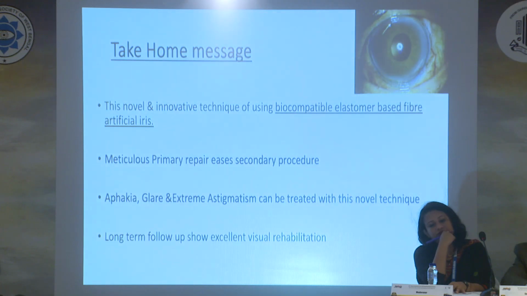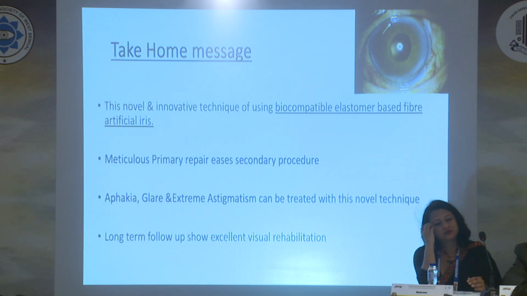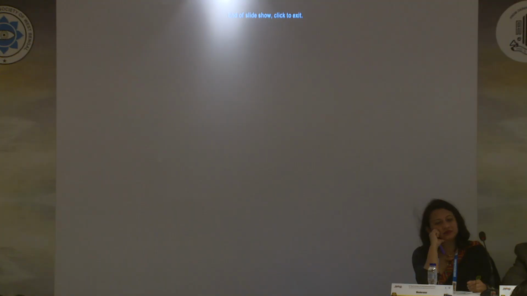So the take-home message is this is a novel and innovative technique for using biocompatible elastomer-based fiber artificial iris. Meticulous prior repair eases the secondary procedure. Aphakia, glare, and extreme astigmatism can be taken care of by this novel technique. Long-term follow-up shows excellent visual rehabilitation. Thank you.